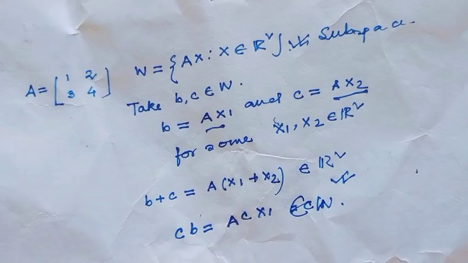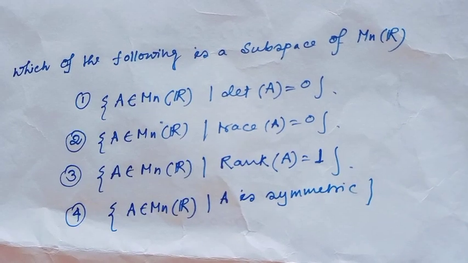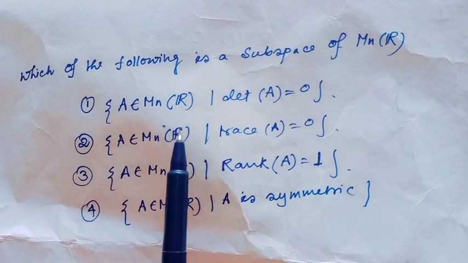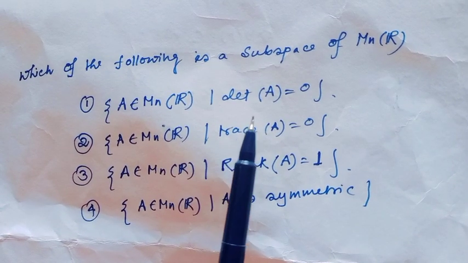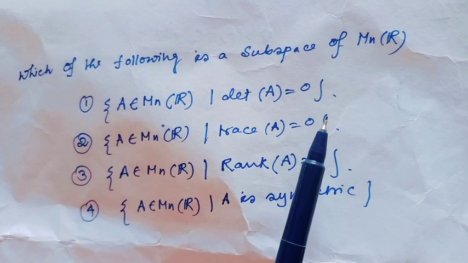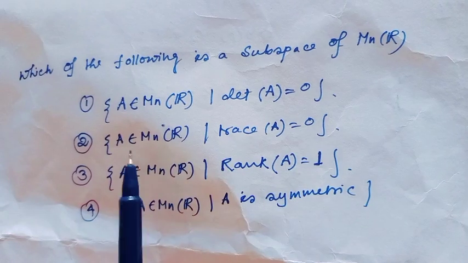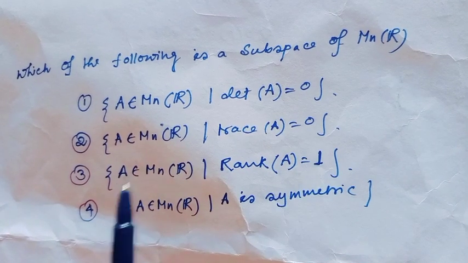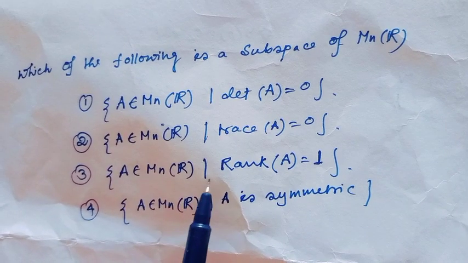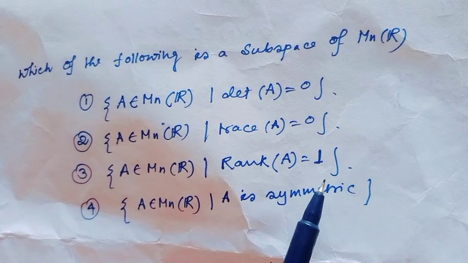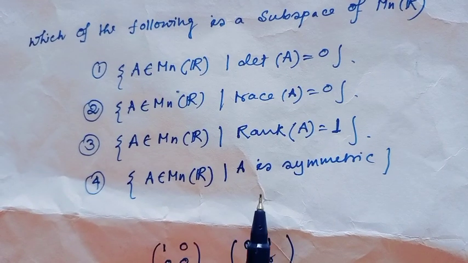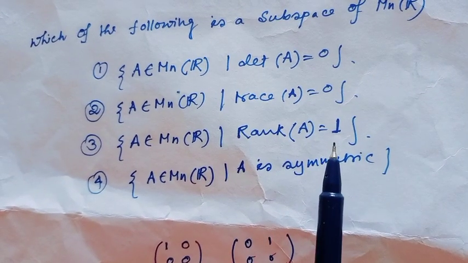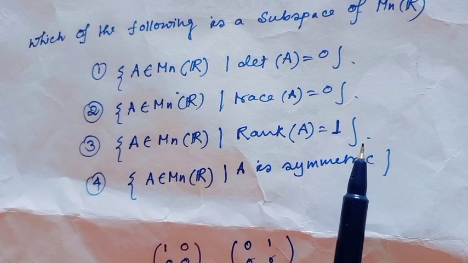Okay? Now see, which of the following sets is a subspace of M(n, R)? First, A belongs to M(n, R) such that determinant of A equals 0. Second, A belongs to M(n, R) such that trace of A equals 0. Third, A belongs to M(n, R) such that rank of A equals 1. Fourth, A belongs to M(n, R) such that A is a symmetric matrix. Which of the following is a subspace of M(n, R)?